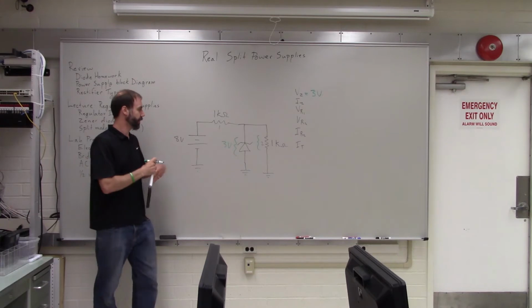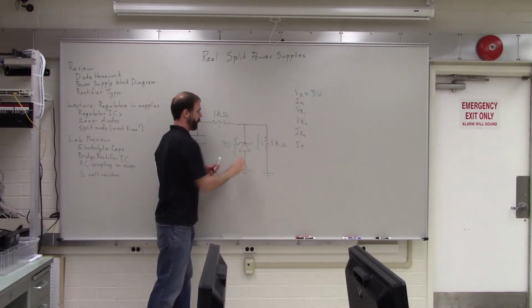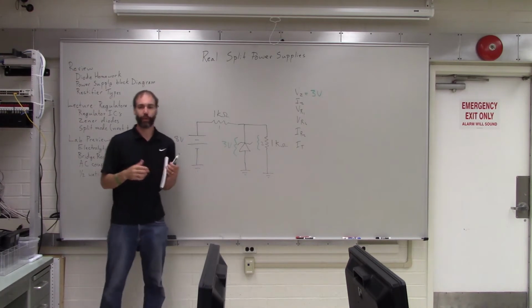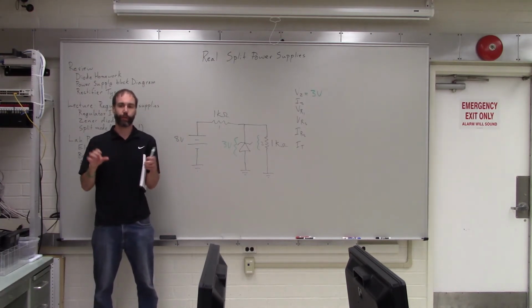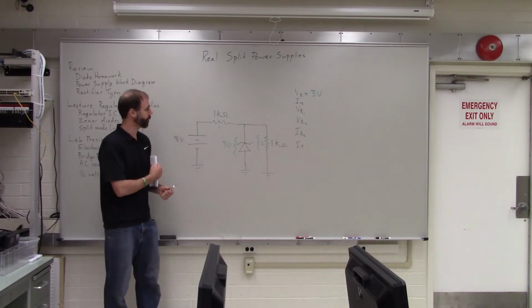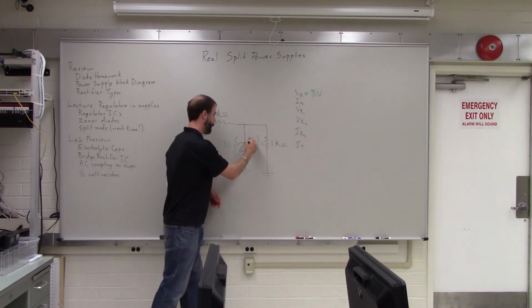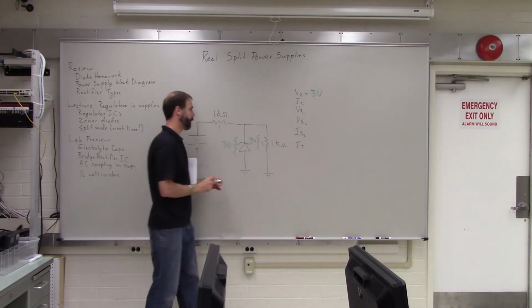Yeah, 3 volts, exactly. This diode is in parallel with the resistor. And you remember when things are in parallel, the voltage stays the same. The current might be different, but the voltage stays the same. So if we have 3 volts on the diode, we also have 3 volts on the resistor.